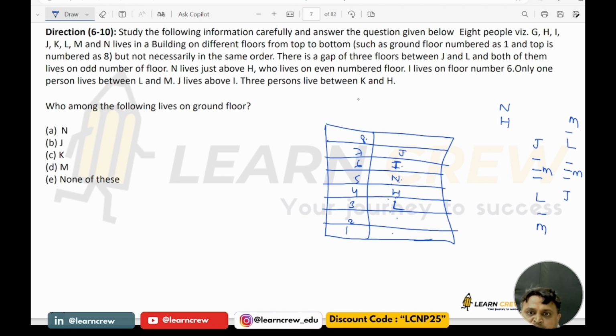And 3 persons live between K and H. So 1, 2, 3, K has to be here. Now K is also fixed. Now between L and M there is a 1 person gap, so M has to be here. And who is the remaining fellow? It is G. This is the arrangement. Now who among the following lives on the ground floor? It is M. So the answer is D, 6th question.